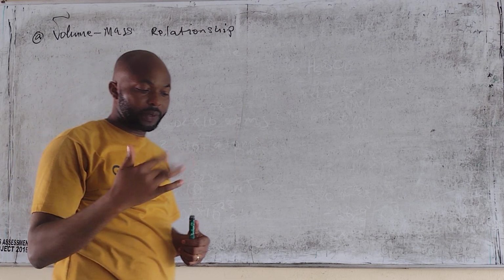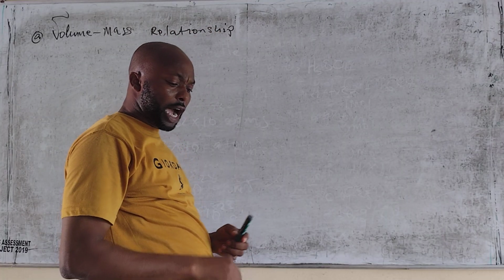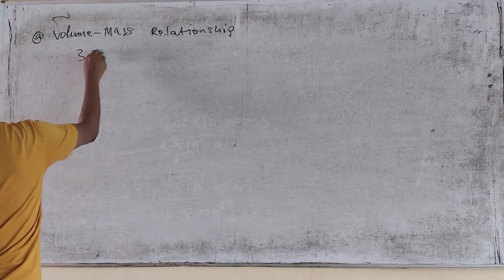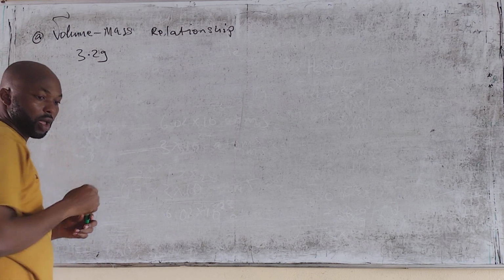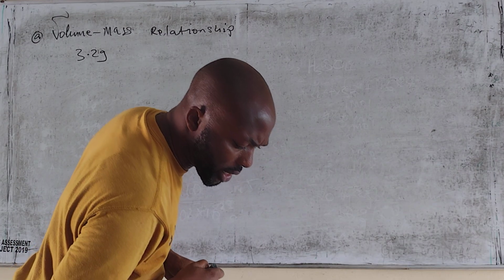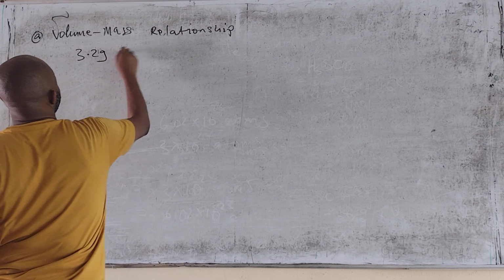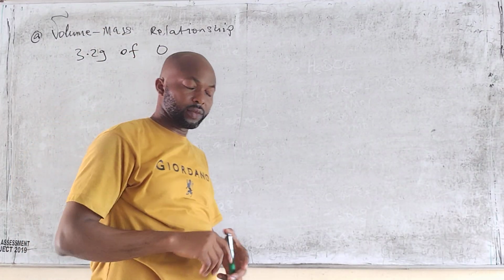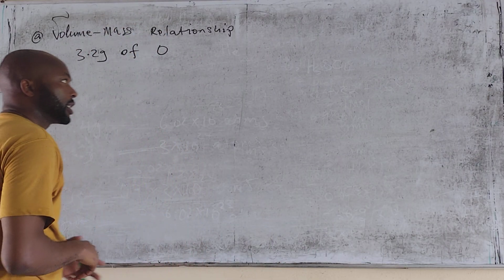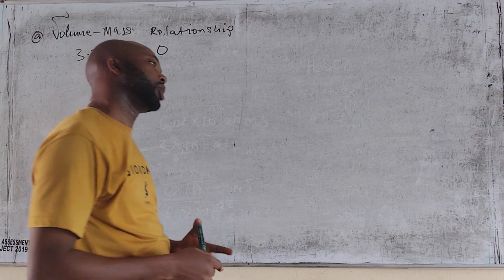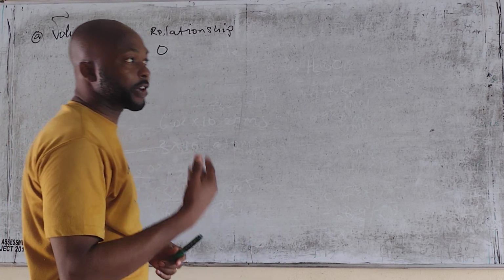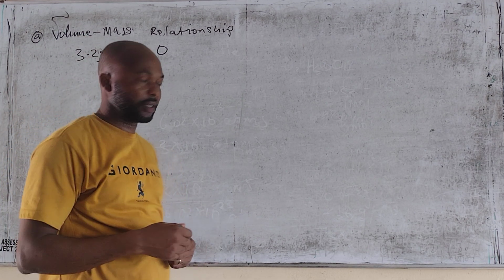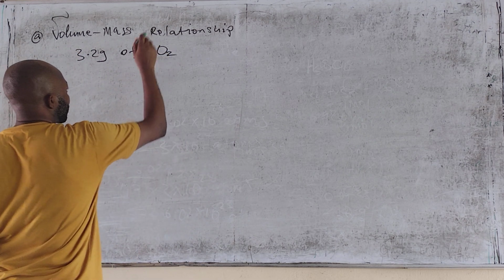Volume mass relationship, let's see. Calculate the volume of 3.2 grams of oxygen. Now, they didn't tell us whether it is oxygen atom or oxygen molecule, but when we refer to oxygen, we always mean oxygen gas, and oxygen gas is always O2.